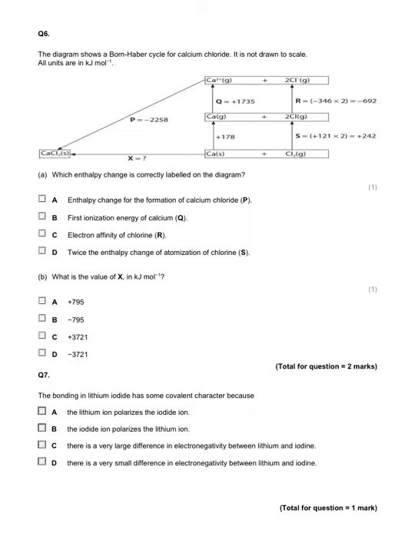Then we're on to our multiple choice. Which enthalpy change is correctly labelled on the diagram? That's D, that we need twice the atomization of chlorine. The value of X, if you go around your lattice energies and everything else, what you're looking for there is the heat of formation, so it's adding them all up together and you get the answer B. Question 7, lithium iodide, that idea that lithium is very small, so it's able to polarize the iodide ion.